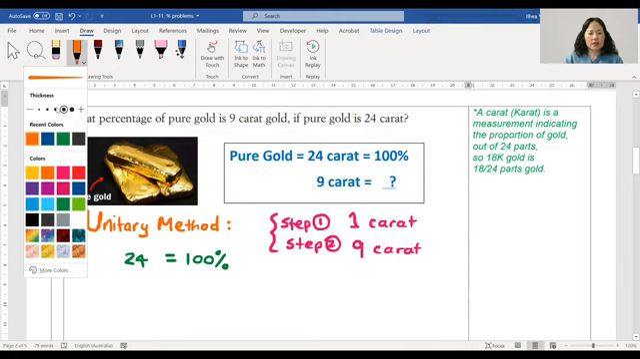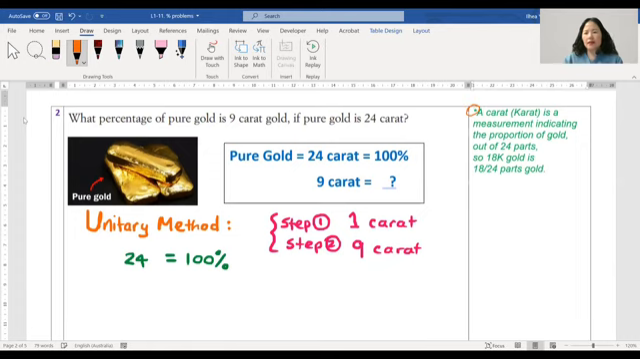Next one. What percentage of pure gold is 9-carat gold if pure gold is 24 carat? Just for your interest, just read that part. A carat, sometimes it's written with a C, sometimes a K, is a measurement indicating the proportion of gold out of 24 parts. That's why 24 carat is pure gold. So it'll be 24 out of 24 is 1, which is 100%, isn't it? So when we talk about 18 karat gold, it is 18 out of 24 parts gold.